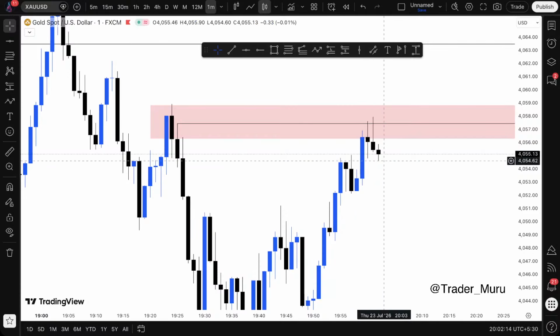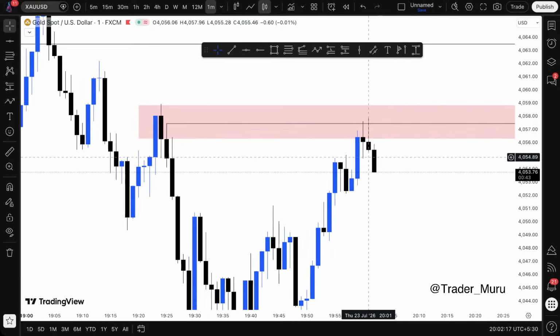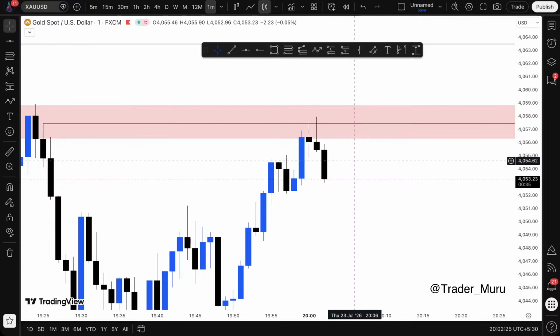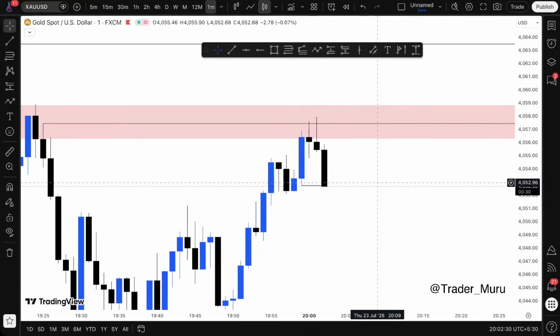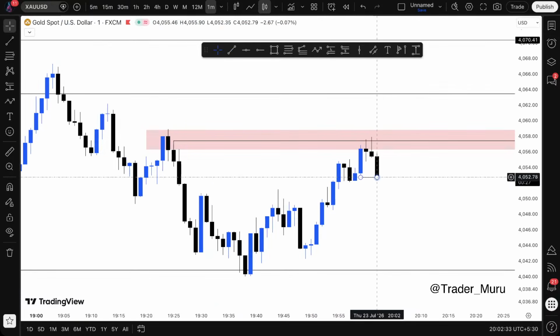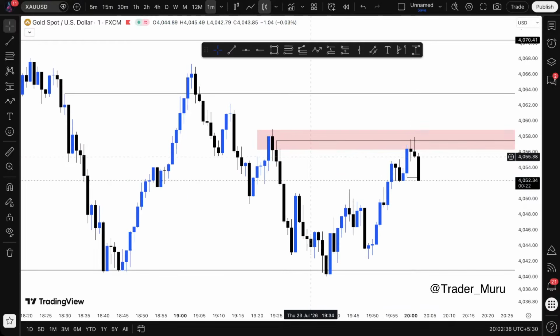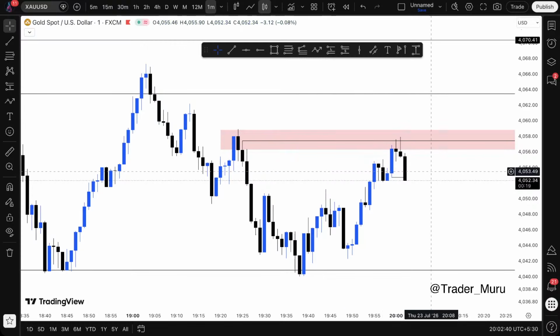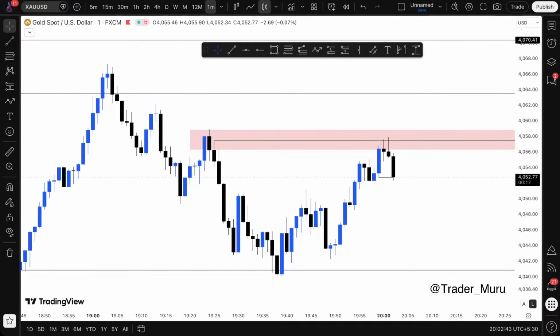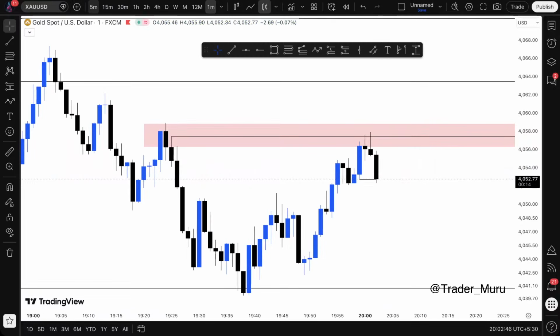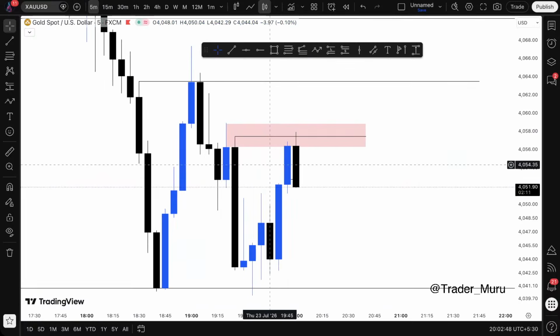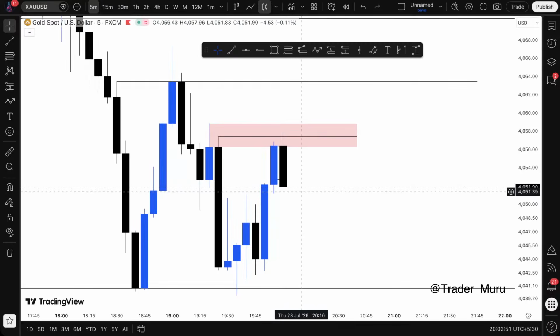It is a bullish pattern. If price closes above this, it is a bullish pattern. But let's see. Nice. We can try some short after the break. It has already hit its first target.